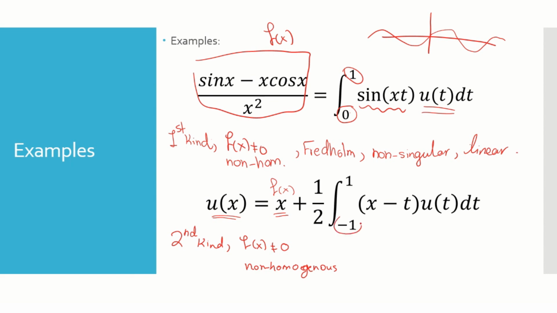We have here the limits of the integration are constants, then it's a Fredholm integral equation. This is our kernel, k minus t. If we plug in t equal minus 1 or t equal 1 or anything in between, it will never cause a singularity. Then our k of x and t is non-singular in this interval, minus 1 and 1, and minus 1 and 1 is not equal to infinity or minus infinity. Then it's non-singular integral equation. U of t appears in a linear form, then it's linear integral equation.